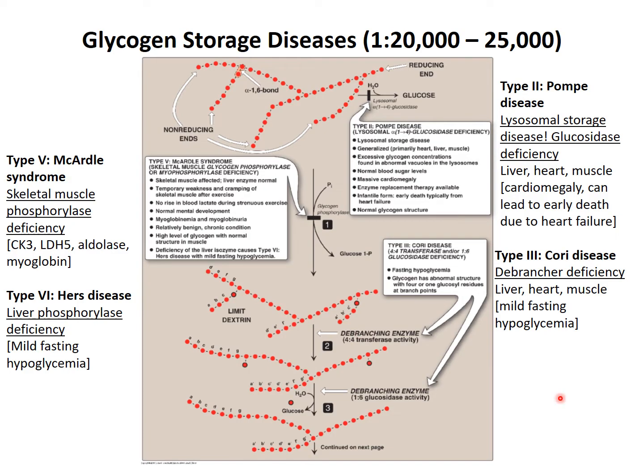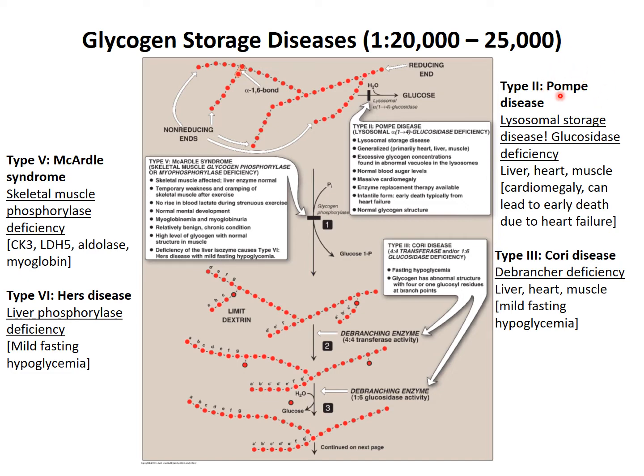So, as I mentioned, there might be some problems with these enzymes, which will result in so-called glycogen storage diseases. They are not particularly frequent, 1 in 20,000, 1 in 25,000 births, but it's worth mentioning because there are a couple of subtypes that result in pretty serious consequences. So let's start from type 2. I will talk about type 1 on the next slide.